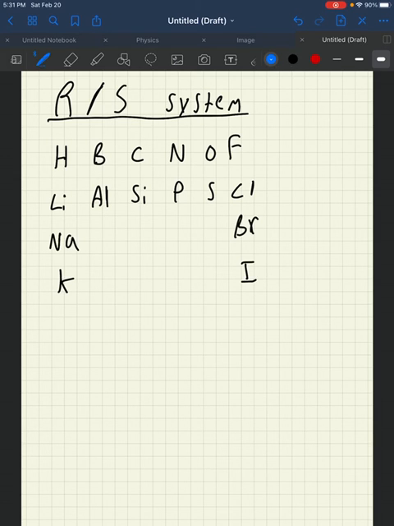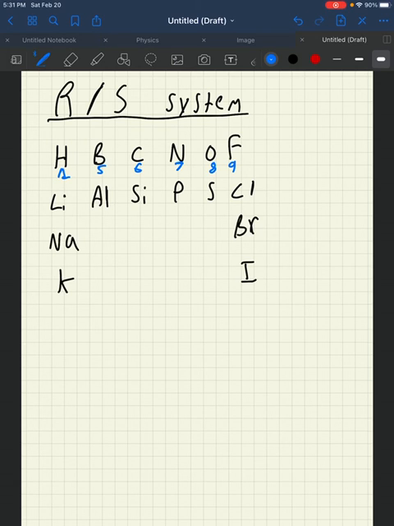Okay. So now that you have your entire periodic table labeled out, memorize these numbers. Underneath each atom is going to be your atomic number. This is the easiest way to actually do the RNS system.